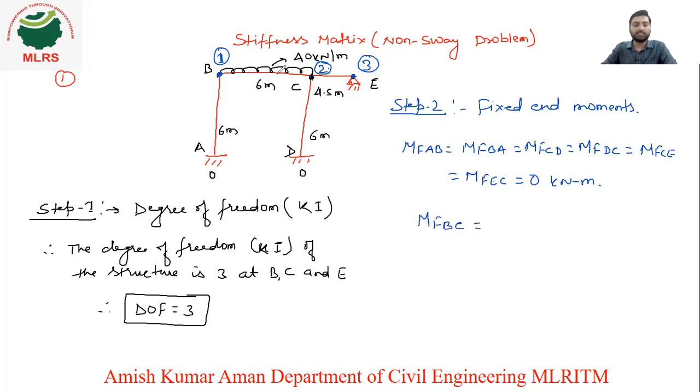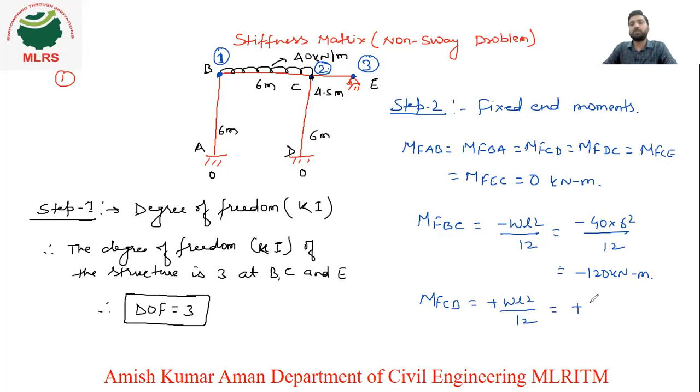For MFBC, what will that be? UDL is there, right? So for UDL, left to right, it is minus WL square upon 12. If you calculate it, minus W is 40 into L is 6 square upon 12, you will get this value as minus 120 kilonewton meter, right? Now similarly MFCB will be plus WL square upon 12. So here if you calculate, you will get plus 120 kilonewton meter, right? So we will write these two values here: at this point minus 120 and at this point plus 120.